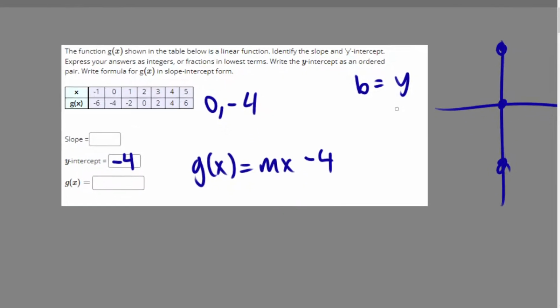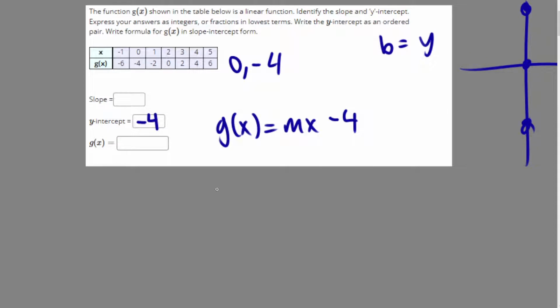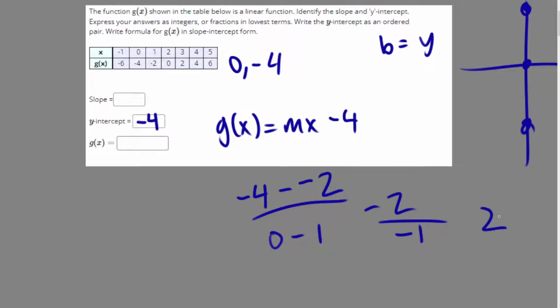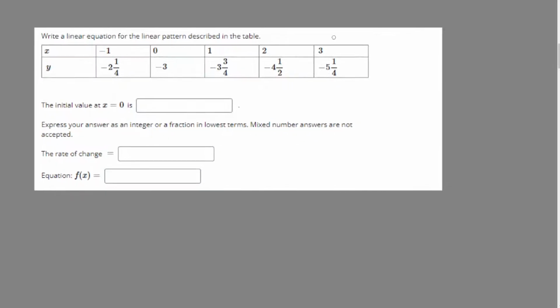Now for our slope, what we'll just need to do is use the slope equation, which we'll do. So negative 4 minus negative 2 over 0 minus 1, which is going to give you negative 2 over negative 1, which is equal to 2. So our slope is going to be 2. Slope equals 2. Yes, and so your g of x will be 2x minus 4. Simple as that.